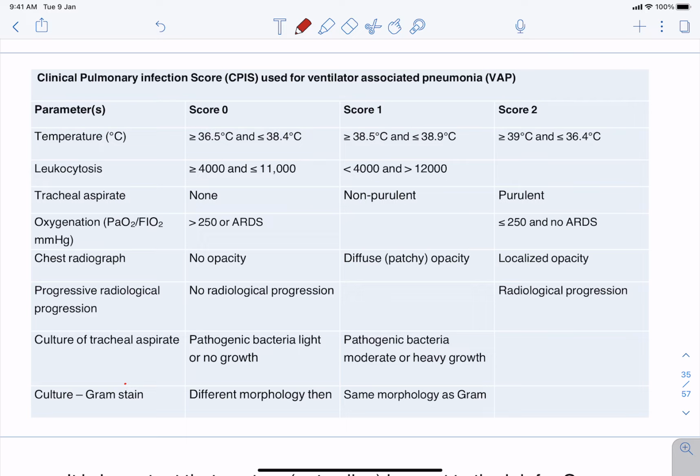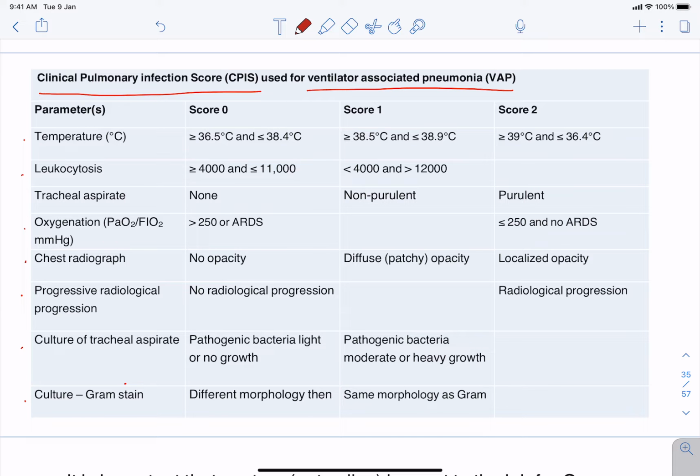For the diagnosis of ventilator associated pneumonia, there is a score, and the name of the score is what? CPIS. That is the Clinical Pulmonary Infection Score, a good scoring system to diagnose VAP. These are the parameters you look out for: temperature, leukocytosis, tracheal aspirate, oxygenation, chest radiograph, progressive radiological progression, culture of the tracheal aspirate, and culture and gram stain discordance.